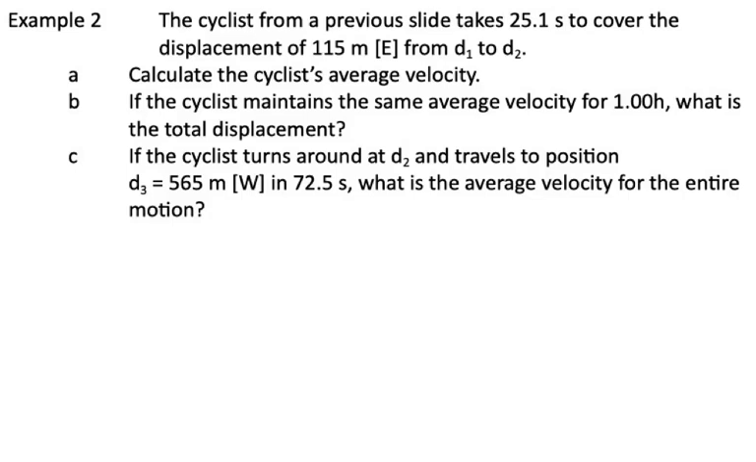So in this example, the cyclist takes 25.1 seconds to cover that displacement of 115 meters east from D1 to D2. Question A, calculate the average velocity. So we're being asked to find VAV as the vector, keyword velocity instead of speed. We've been given the time of 25.1 seconds, and we've been given the displacement of 115 meters to the east.